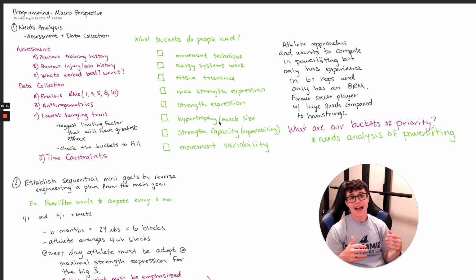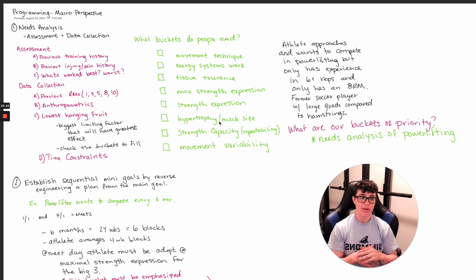So let's say an athlete approaches and wants to compete in powerlifting, but only has experience in 6+ reps, and they only have an 8 rep max. They're a former soccer player with large quads compared to hamstrings. What are our buckets of priorities?